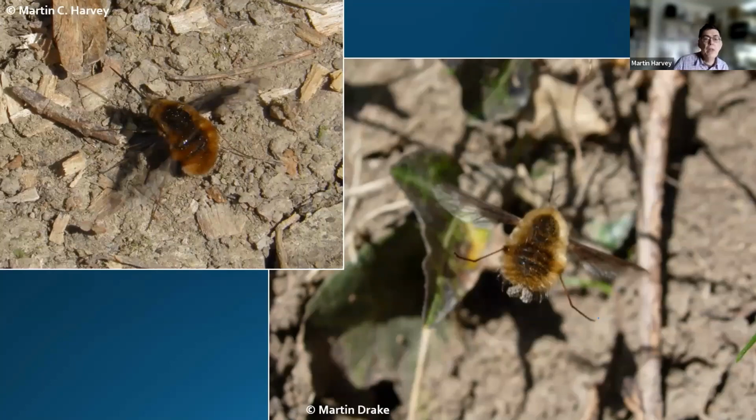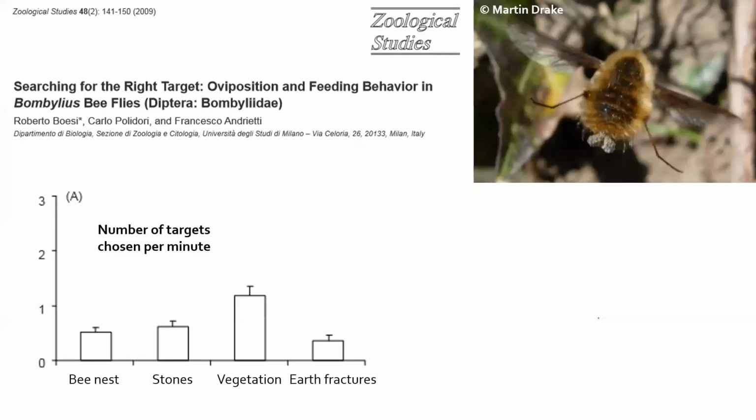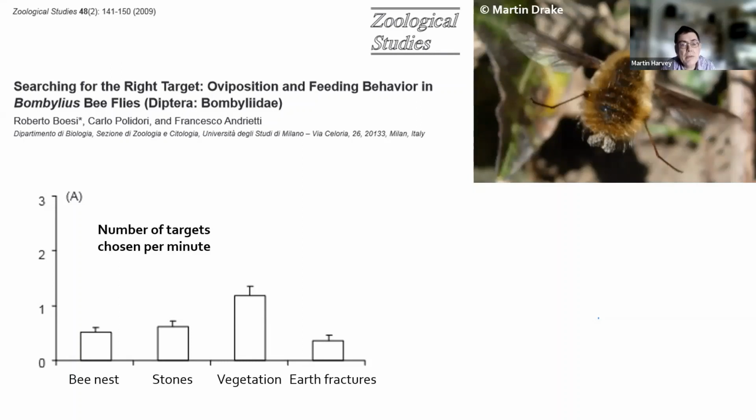And where do they need to go? Bee flies are parasitoids of solitary bees. So this is where we start getting into the deadly end of the equation. The larvae of the bee fly actually need to get into a solitary bee burrow in order to feed on the things in the burrow, including the solitary bee larva itself. So the female is looking to fire her eggs in the direction of solitary bee burrows. And there was a nice bit of research that came out in 2009 by Roberto Boesi and colleagues, looking at the way in which female bee flies behave when they're trying to lay their eggs.